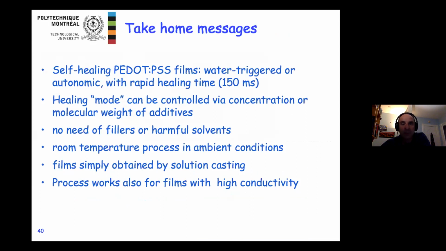So the main message is that self-healing of PSS films is possible. The healing mode can be controlled by the concentration and the molecular weight of additives. There is no need of fillers or harmful solvent. The process is at room temperature and the films are very easy to obtain. Now we are also trying to print the film. And also we can achieve the process for films at high conductivity. And in terms of mechanism, we do believe that the key is the change of the mechanical properties for autonomic healing, and swelling phenomena for films that are healed by water.